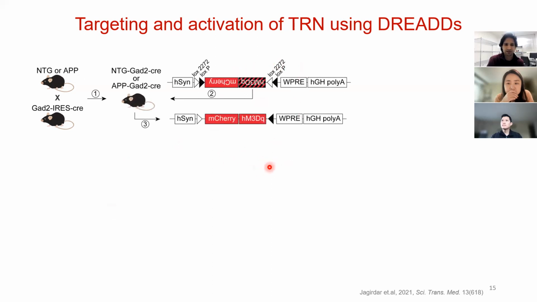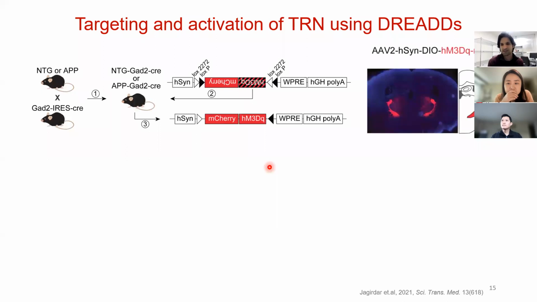This virus we injected bilaterally in TRN and obtained this expression that was beautifully localized in the thalamic reticular nucleus, which you can see stained with mCherry. That's basically the reporter gene.